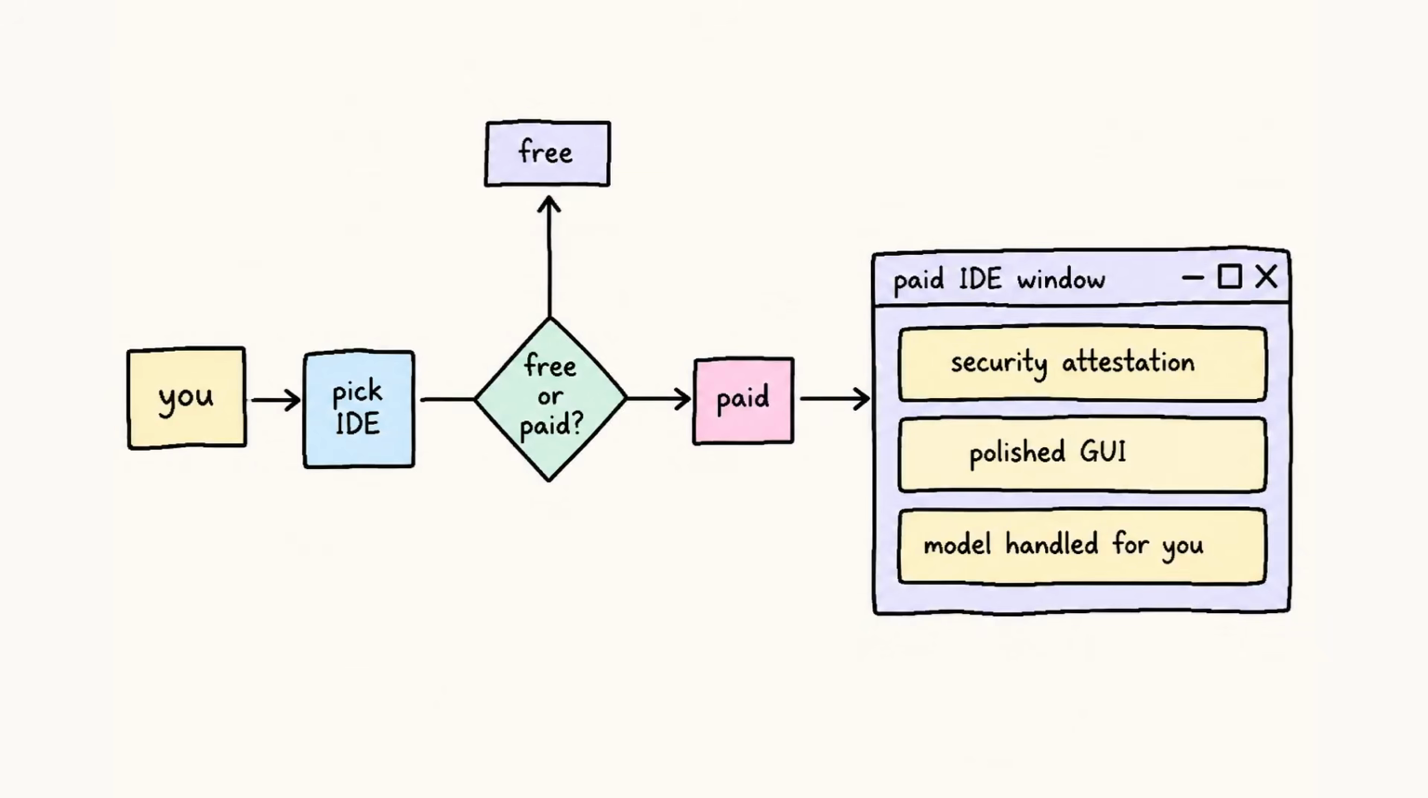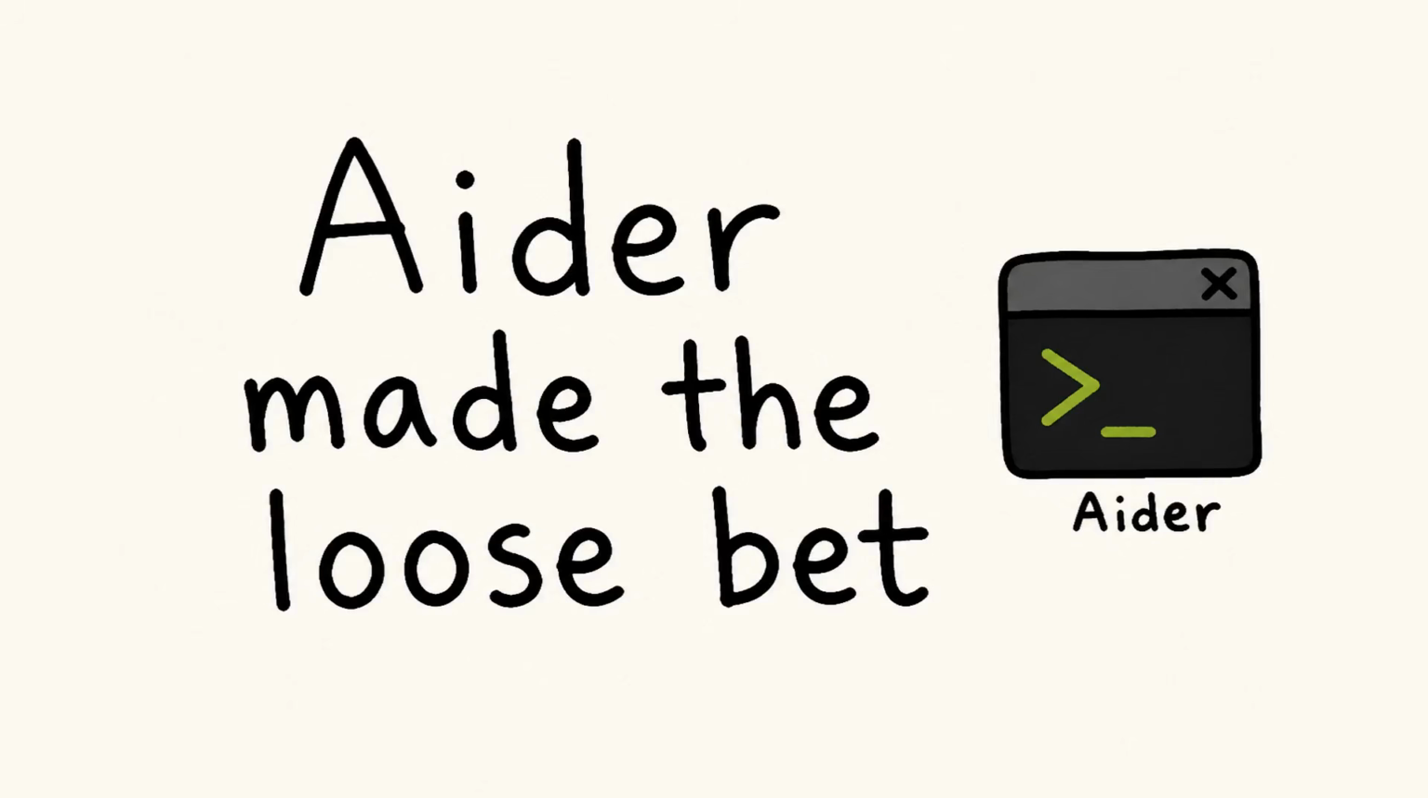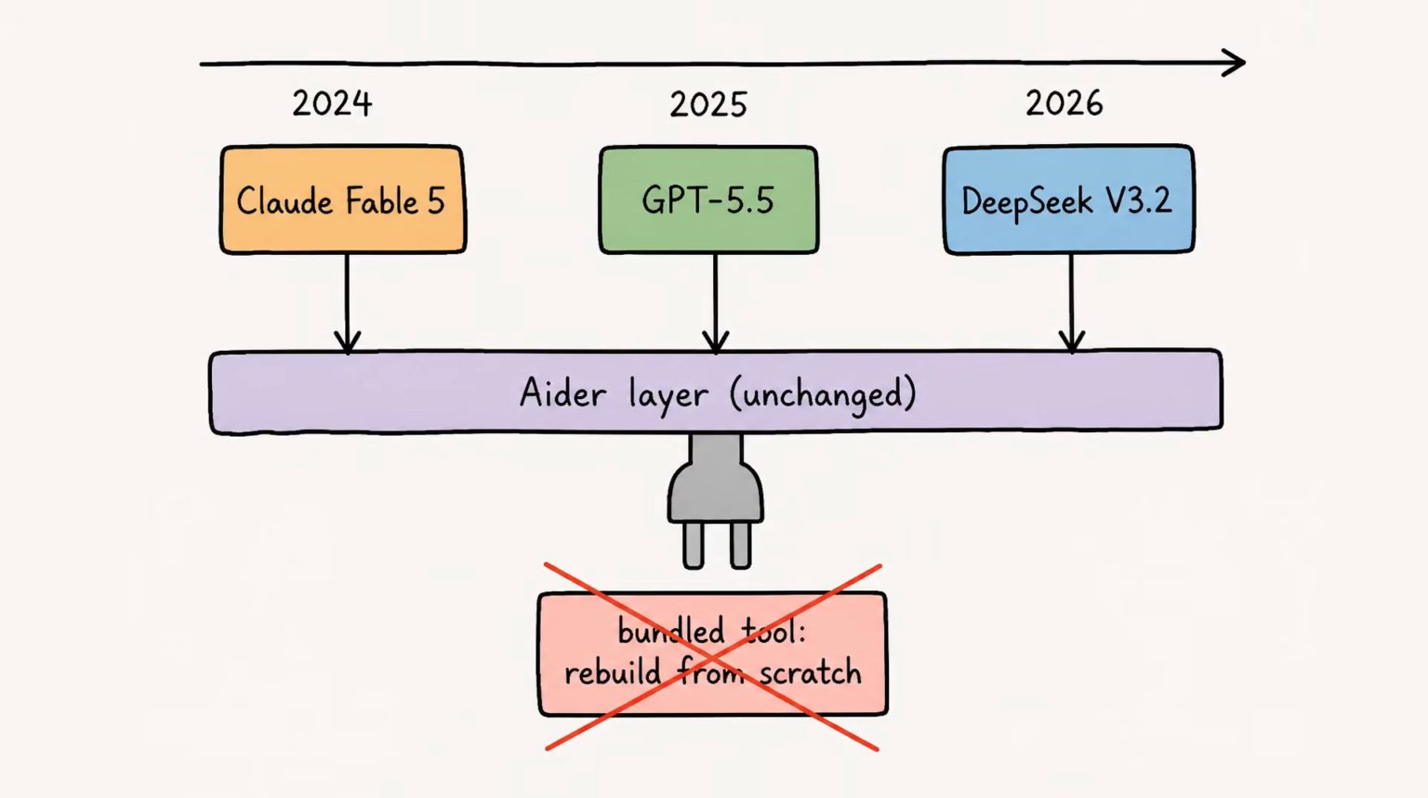But the durable lesson here is bigger than one tool. Every AI coding tool you adopt is really a bet on how tightly you want to be chained to a single vendor's model and interface. Aider made the loose bet. The model stays an input you can replace, and Git stays the permanent record of what the AI did. That's why it's already outlived several model generations that would have forced a bundled tool to rebuild from scratch.